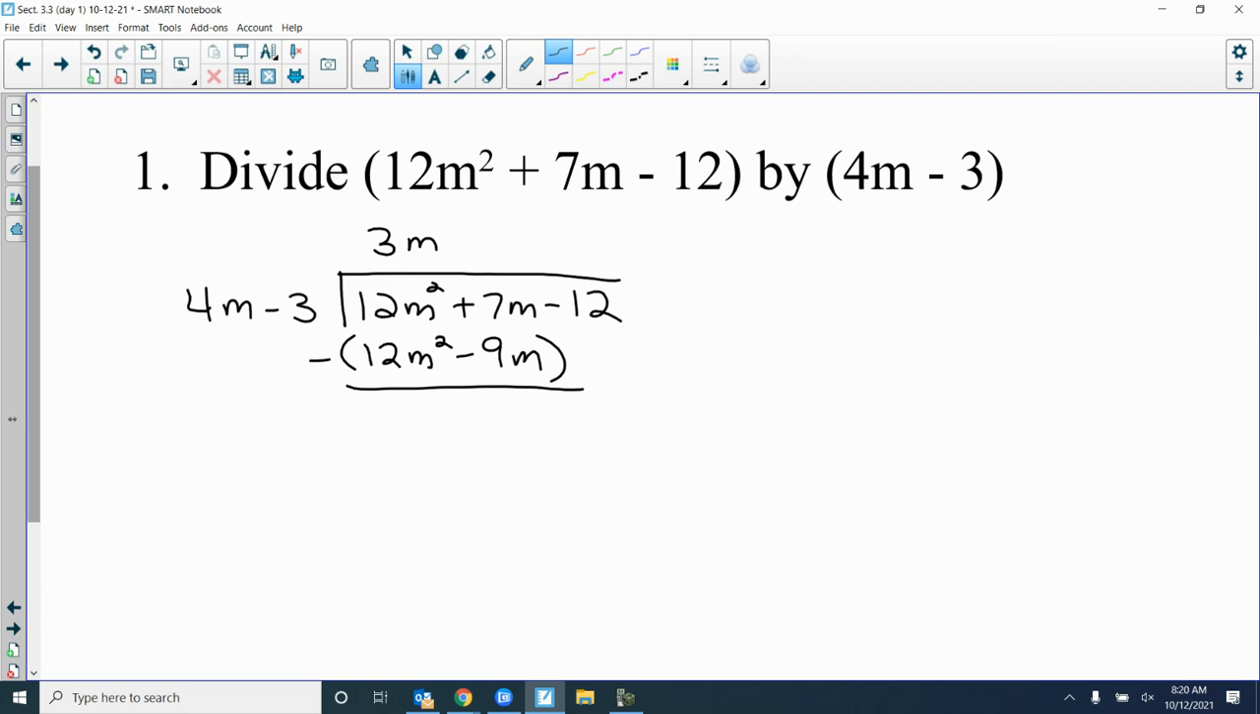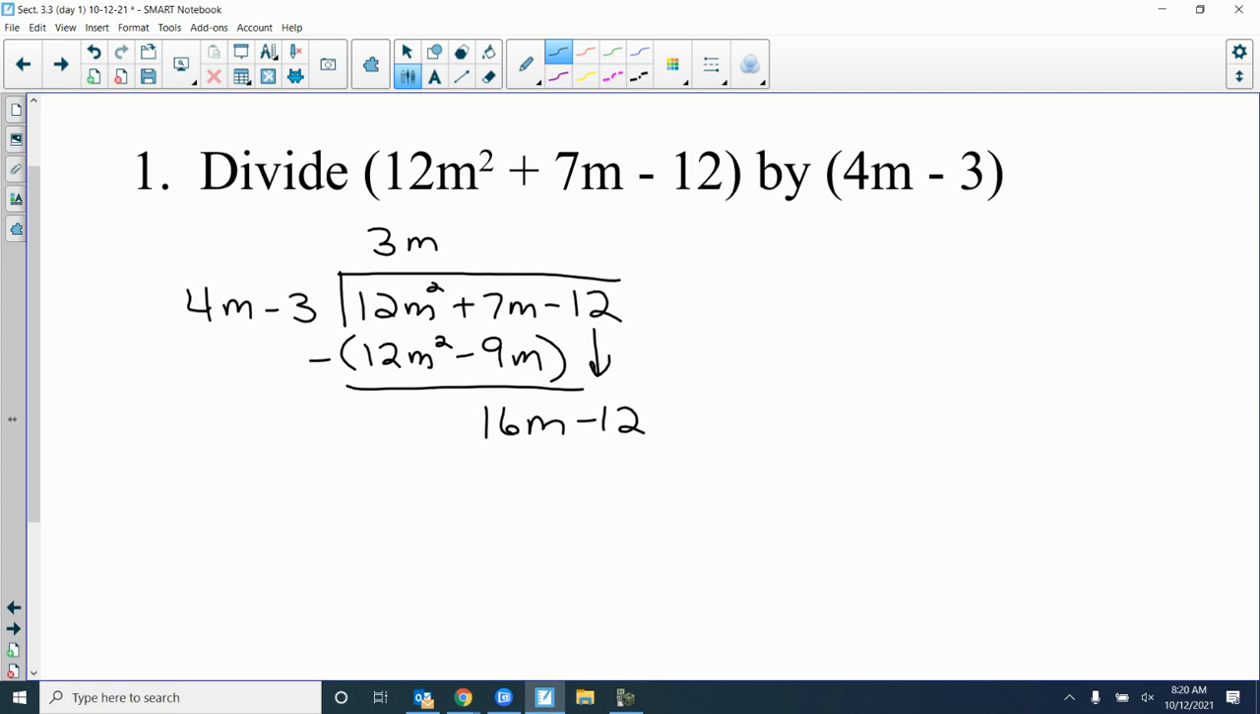16m. Got to make sure you subtract it. So 16m, and then we bring down the next term, which is minus 12. We got to bring that down. So now here's what I wanted to do: how many times does 4m go into 16m? Or what times 4m gives me 16m?